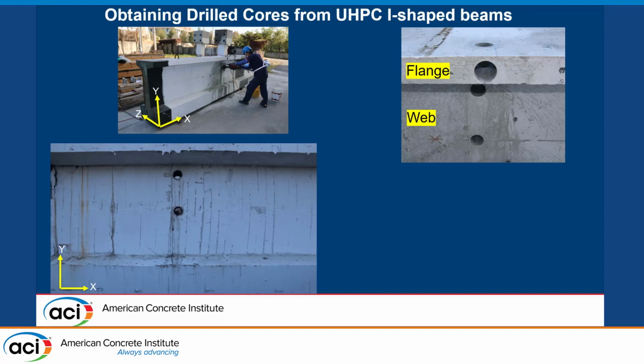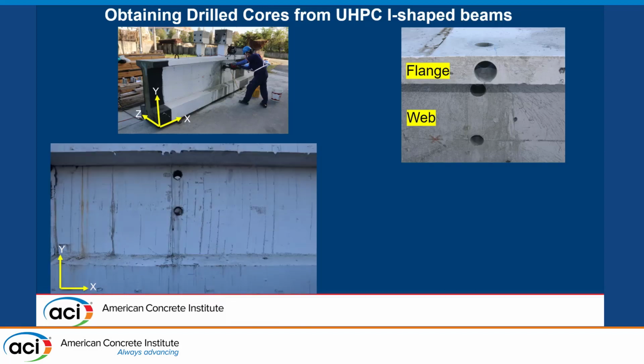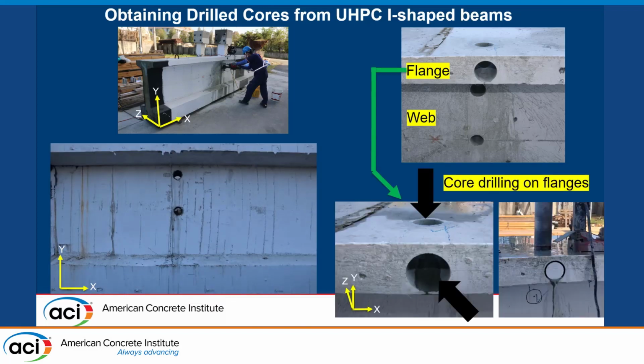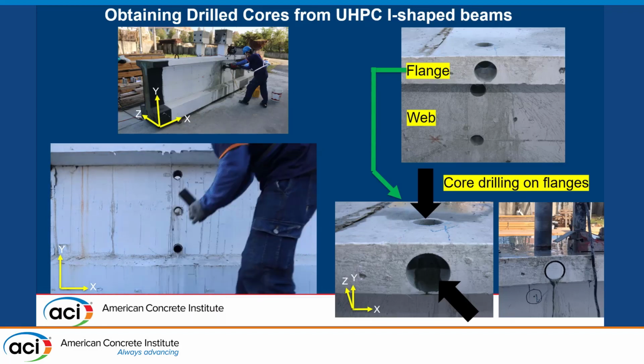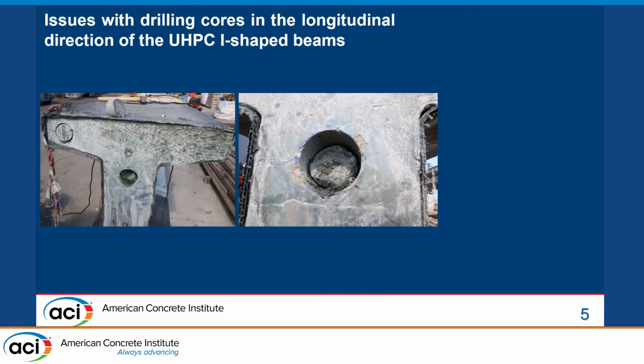To obtain drill cores from UHPC I-shaped beams, we obtained 3 cores from the web, one from the top of the web, one from the middle of the web, and the other from the bottom of the web, and we obtained one from the flange. Also, to obtain from the flange, it's not that simple because we had to extract one from the horizontal direction, which is the one that we are analyzing, and then we extract one from the vertical direction. We drill another hole from the vertical direction to extract the horizontal core.